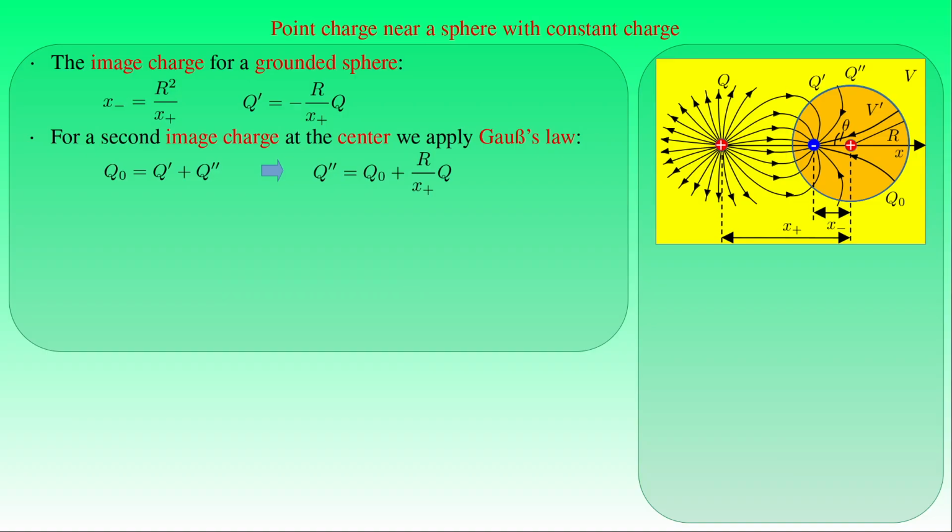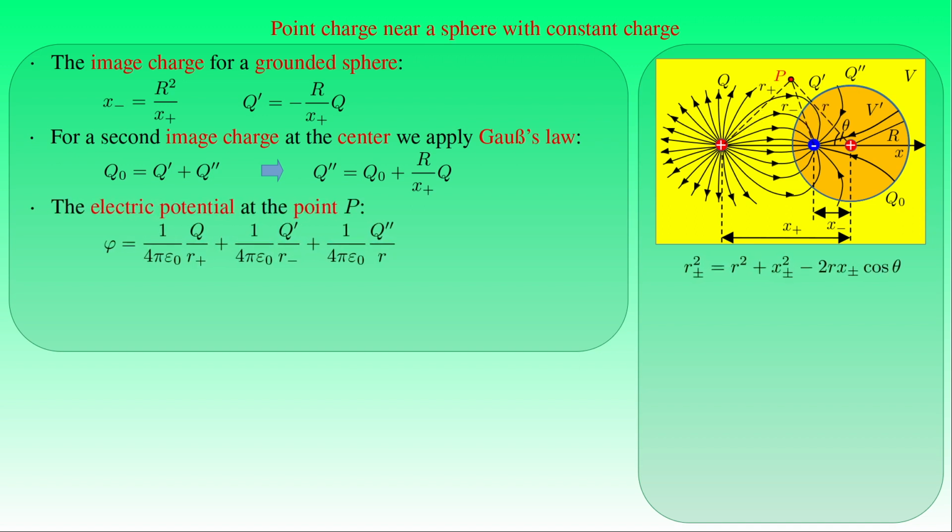The electric potential due to the three point charges is given by the superposition of the Coulomb potentials of the individual charges. Then the potential phi at the point P at the distances R+, R- and R from the inducing charge q, the image charge q' and the image charge q'' can be written as 1 over 4 pi epsilon naught, times q over R+, plus 1 over 4 pi epsilon naught, times q' over R-, plus 1 over 4 pi epsilon naught, times q'' over R. As seen in the figure, the square of the distance R+ or - is equal to the square of the distance R, plus x+ or - squared, minus 2 times R times x+ or - times cosine theta.